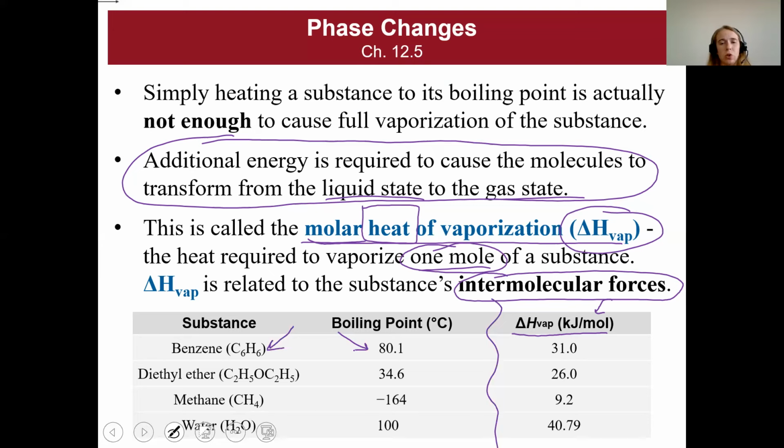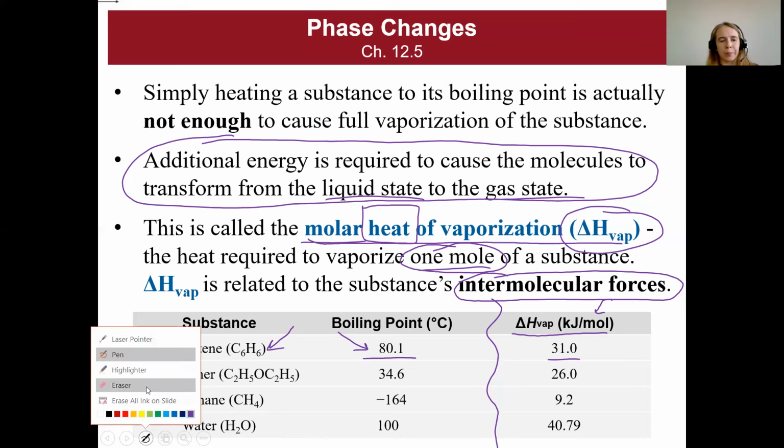So these are all related to each other. The stronger the intermolecular forces, the higher the boiling point, and the higher the delta H of vaporization. The more energy is required to vaporize those molecules and spread them apart.